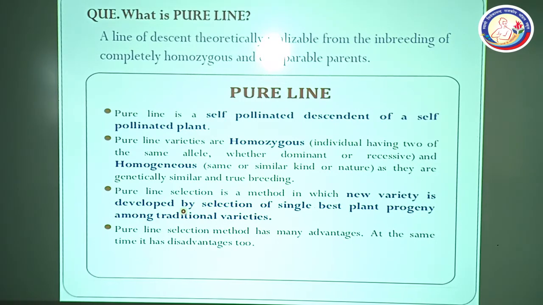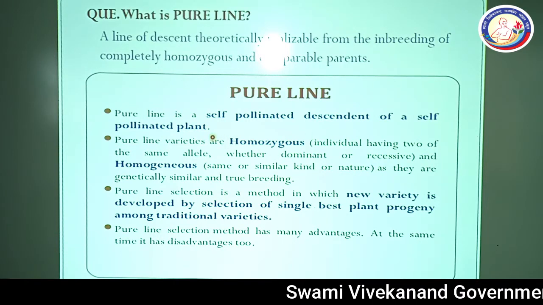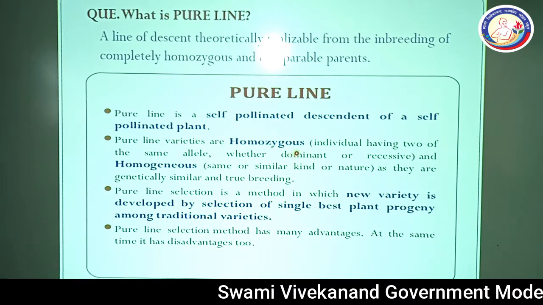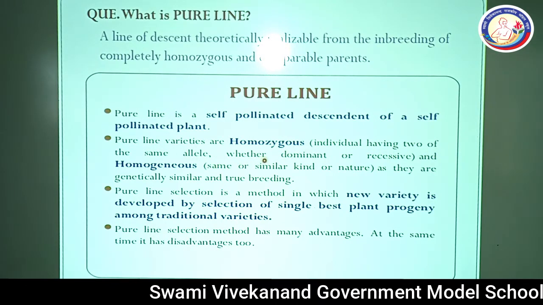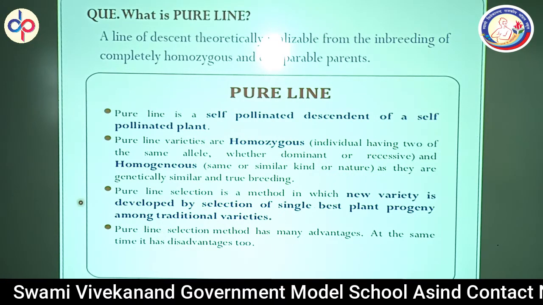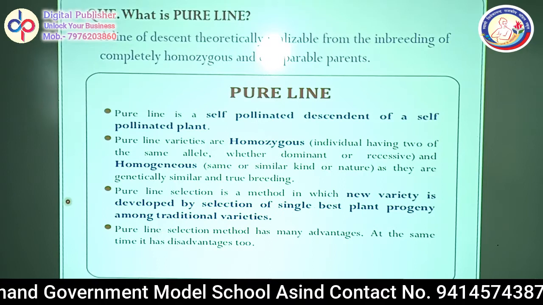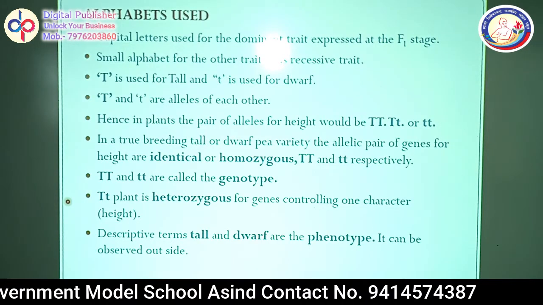The next, there is a question: what do you mean by the pure line? What is pure line? A pure line is descent, theoretically reliable, from the inbreeding of completely homozygous and comparable parents. Basically, when you want a pure line, we will follow self-pollination. So a pure line is a self-pollinated descent of a self-pollinated plant. Pure line varieties are homozygous individuals having two of the same allele, whether dominant or recessive, and homogeneous, of the same or similar kind of nature. So you need to know only the pure line. What is pure line? It is obtained from self-pollination.